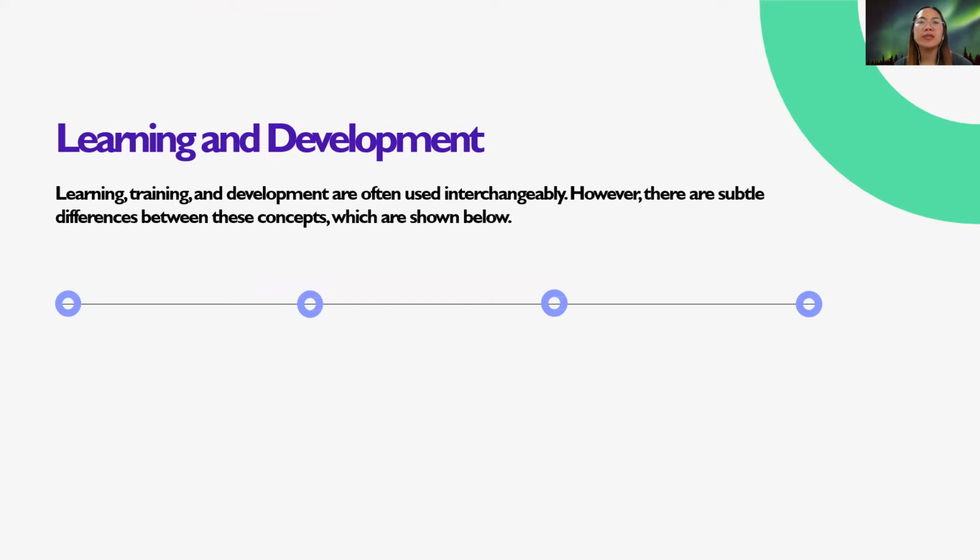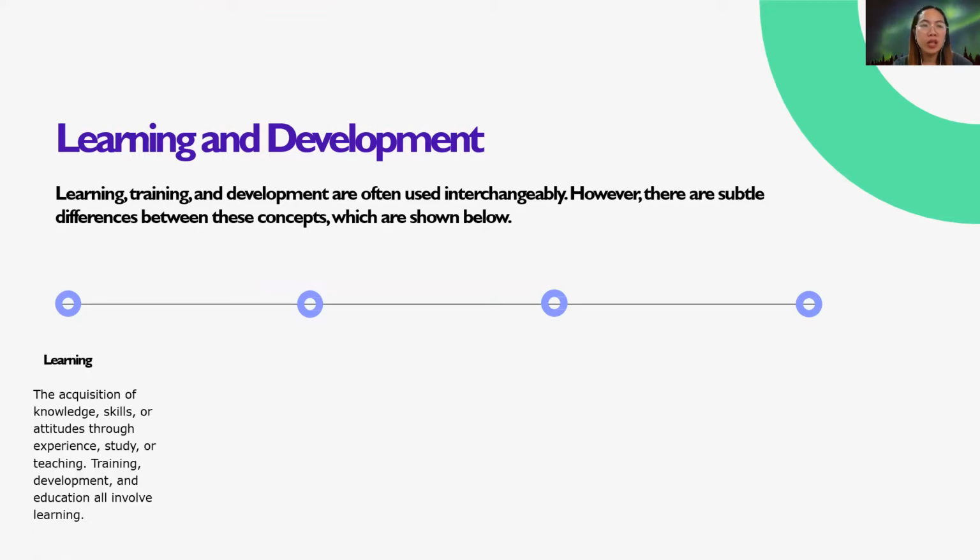So for the learning and development, we have learning, training, and development, which are often used interchangeably. However, there are subtle differences between these concepts, as shown below. So we have four here. First, we have the learning. It is the acquisition of knowledge, skills, and attitudes through experience, study, or teaching. So training, development, and education all involve learning.